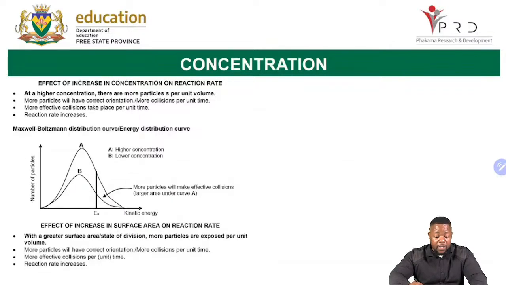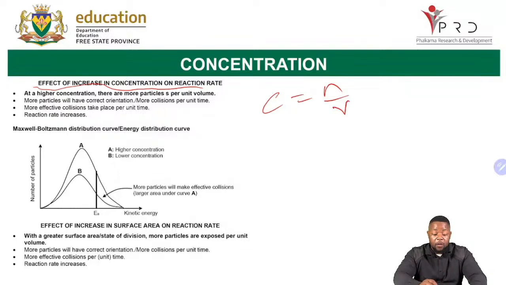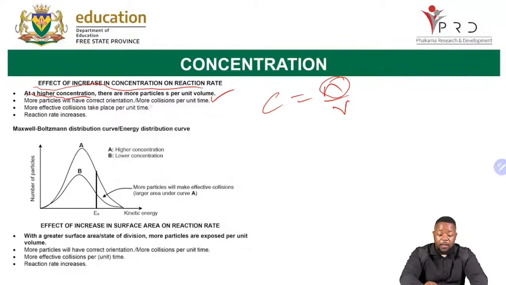Moving quickly, the effect of concentration. You will recall that concentration is the number of moles per unit volume. At a higher concentration, there are more molecules per unit volume. And if there are more molecules per unit volume, we expect more particles to collide at the correct orientation per unit time. In that case, the number of effective collisions per unit time will increase, and the rate of reaction will therefore increase.